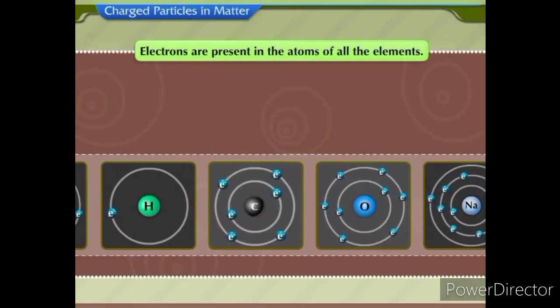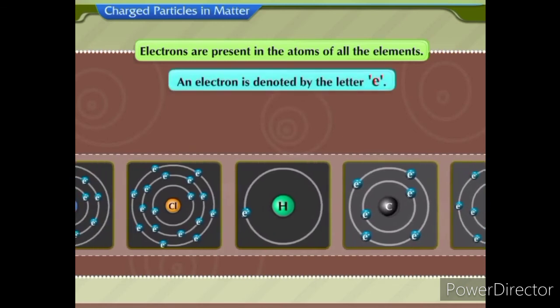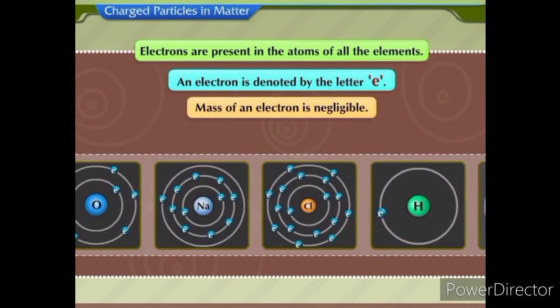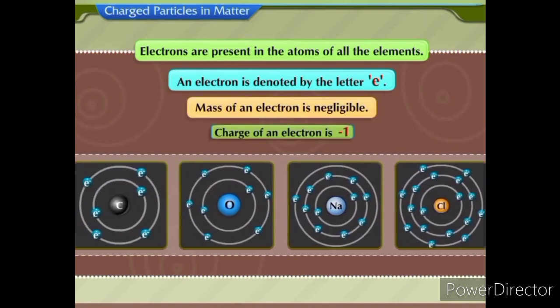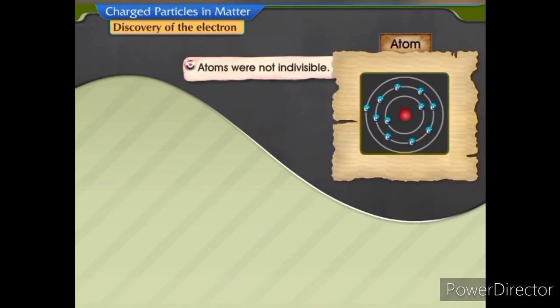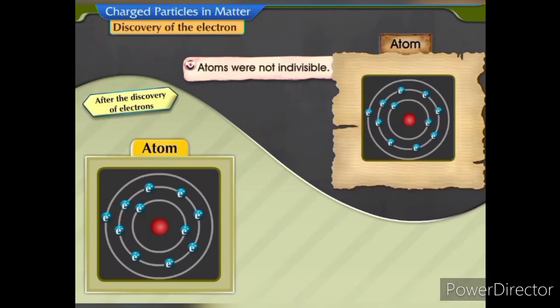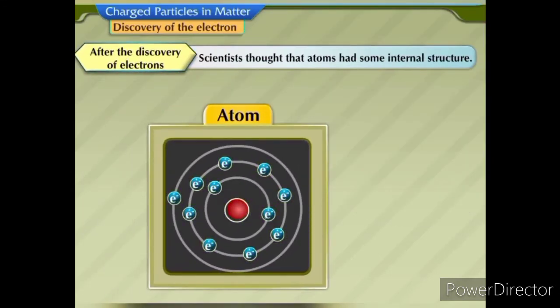Electrons are present in the atoms of all the elements. An electron is denoted by the letter e. Its mass is considered to be negligible and its charge is -1. The discovery of electrons indicated that atoms were not indivisible. After the discovery of electrons, scientists thought that atoms had some internal structure.